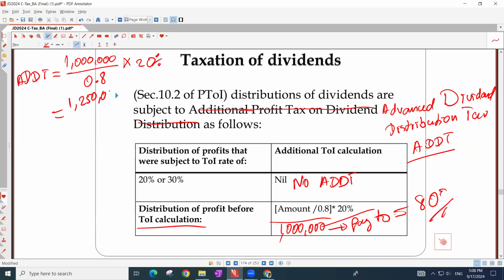It's 1.25, right? And multiply by 20%. Like this, is it correct?